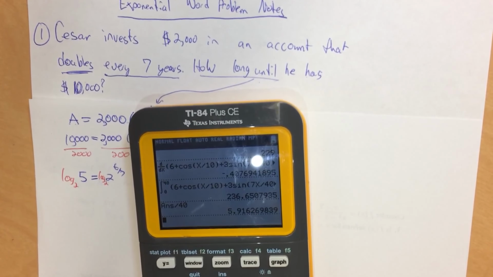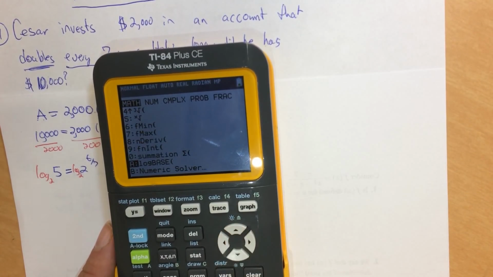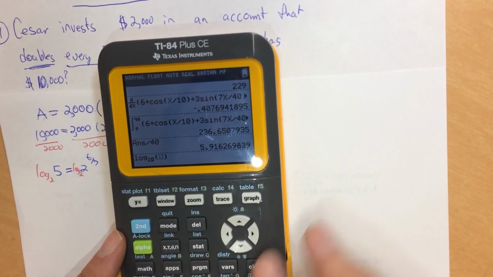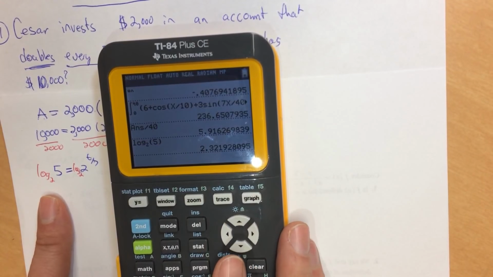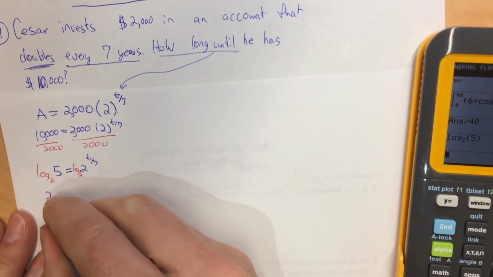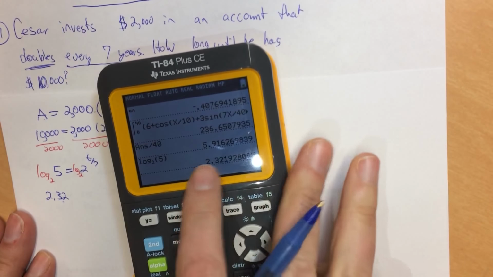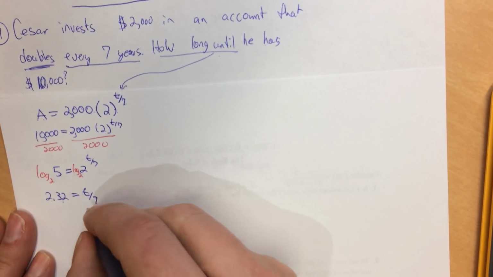And to do log base 2, we press math. We go to log base, which is A. You can scroll down or scroll up. Log base 2 of 5 is 2.32. We don't round in the middle of a problem, so we're just going to leave this for a second. We're going to write 2.32, but we won't actually type 2.32 into our calculator because that's not the exact answer. This is much closer. So this is t over 7.